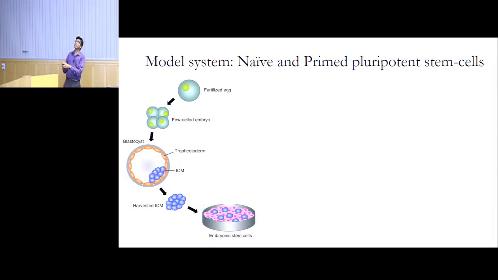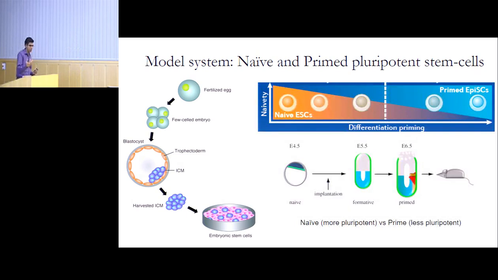So the naive state represents these embryonic stem cells, which can give rise to all cell types of the body. So the primed cells are sort of slightly more advanced than naive cells in embryonic development. So for example, for mouse embryonic development, the naive cells represent around day 4, and the primed cells represent around day 6 of embryonic development.